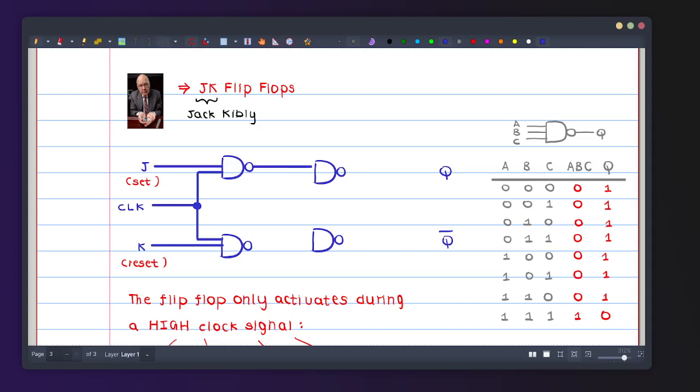From this NAND gate to the NAND gate in front. And let's do the same for the NAND gate below. Okay. And then the rest is pretty simple.